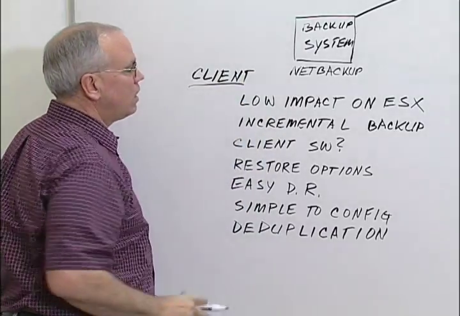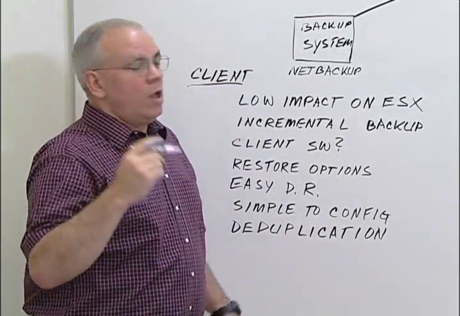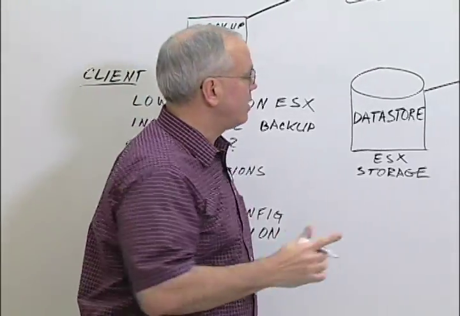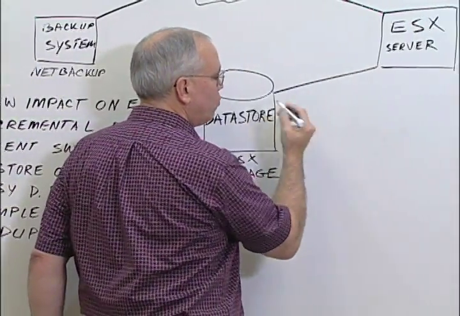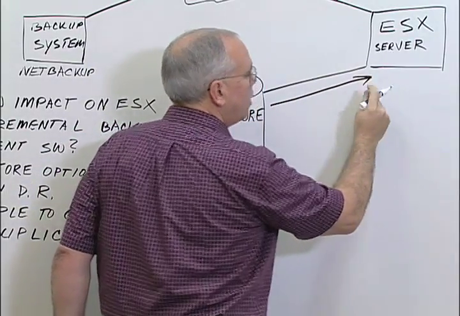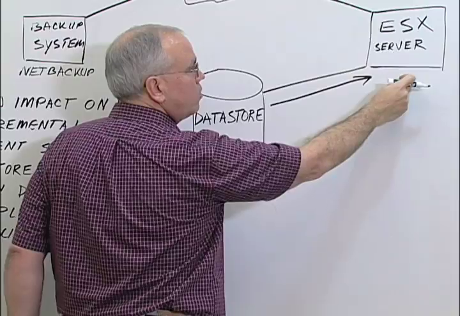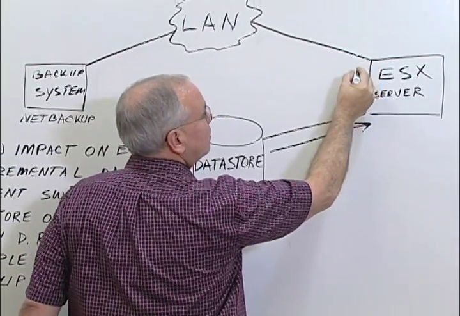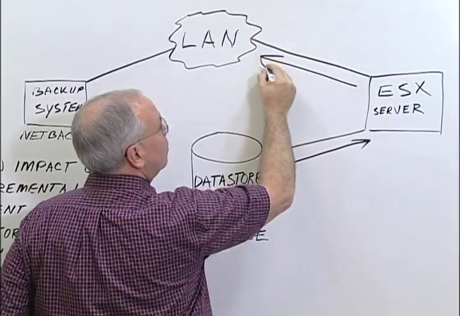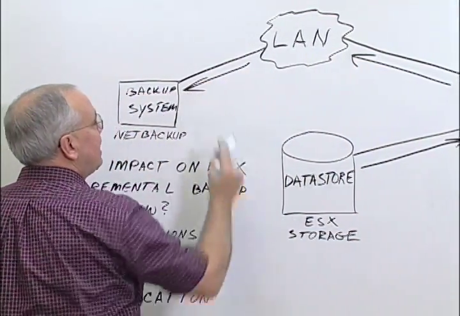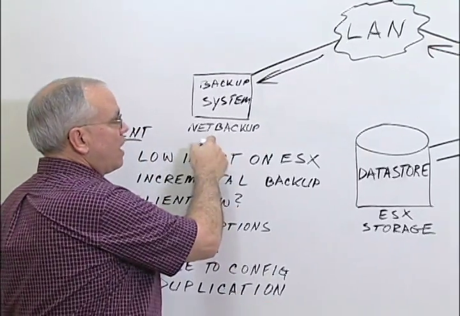So first of all, let's take a look at low impact backups. When we install a client inside the virtual machine, our data path is like this. When a backup is initiated, we pull that data off the data store. That data is sent to the ESX server. This ESX server has to do all this work. Then the ESX server has to send all of that data over our slow network. And then ultimately, that data ends up within our NetBackup server.